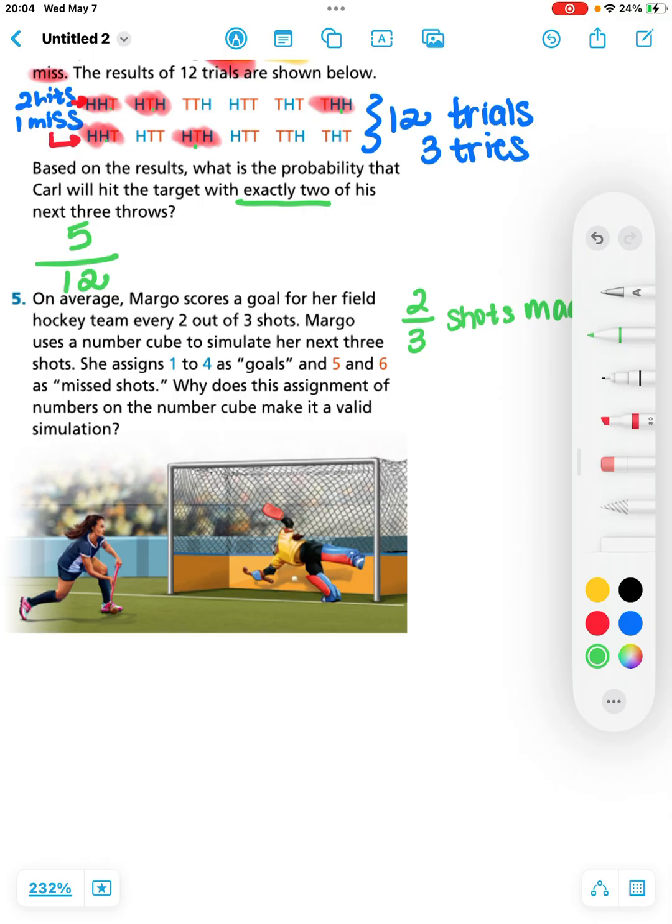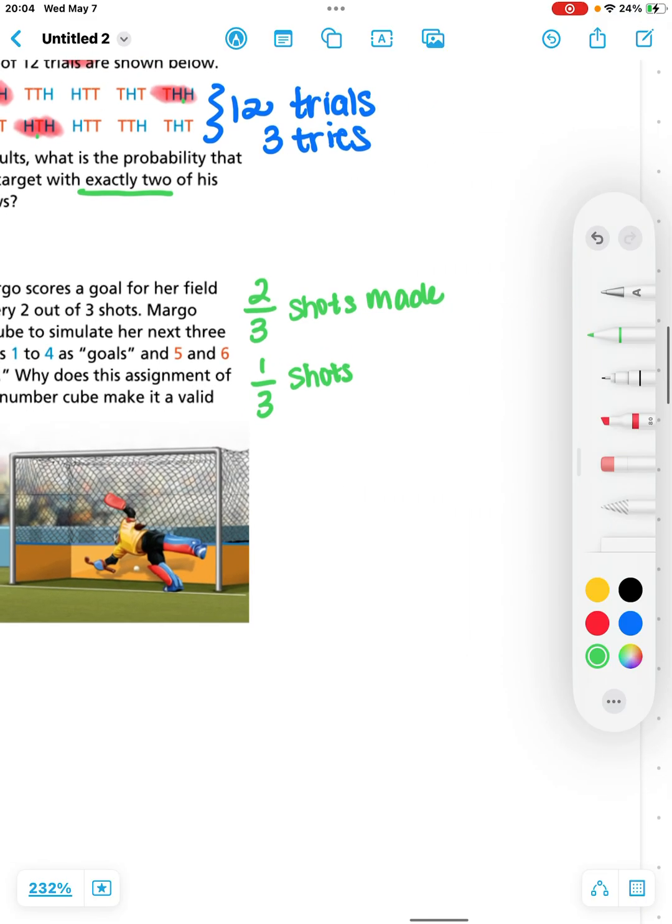So, okay. If you're looking at this, she makes 2 out of 3. We've already got that. Therefore, that probability of her goal will be 2 over 3, which means 1 out of 3 shots will be missed.